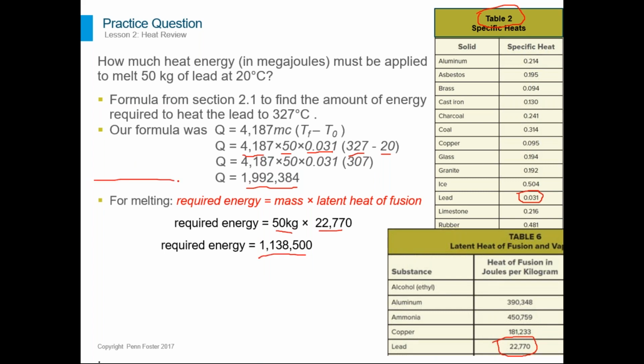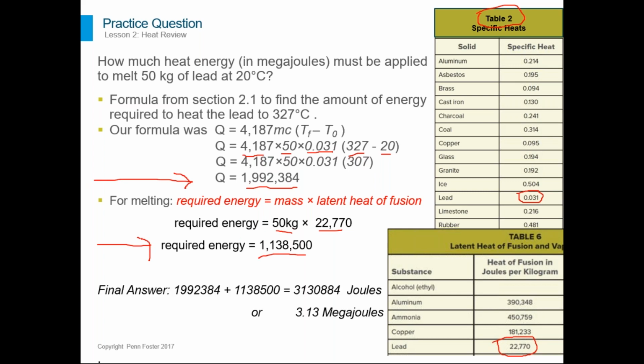So here is the energy that it takes to heat it up to the melting point, and here's the energy that it actually takes to melt that much lead. So we just add those two together, and there's our total answer: 3,130,884 joules. And we could divide that by a million to get 3.13 megajoules.